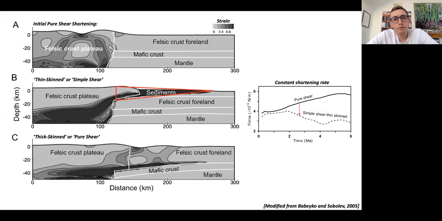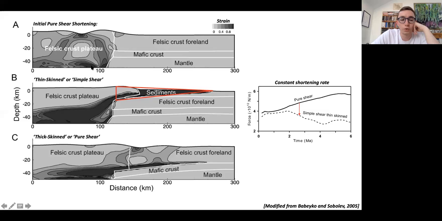But I think we can go a little bit further than that, because we actually have observations of how fast the mountain range is extending. And here are some really neat 2D numerical models from Babeyko and Sobolev that encapsulate the dynamics of what I was interested in trying to replicate. On the top here is a case where you have a crust formed of felsic crust and a mafic crust, and you indent it into a weak plateau.